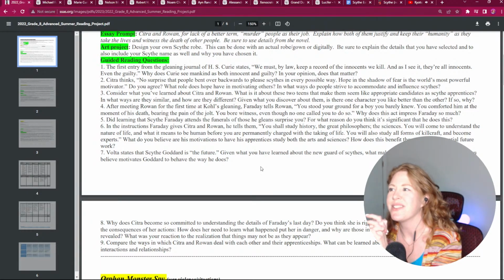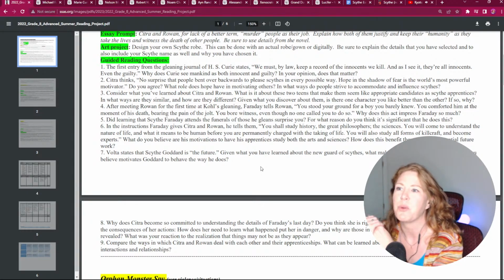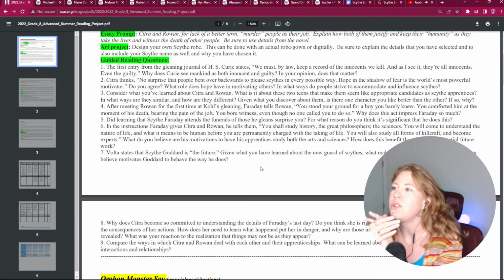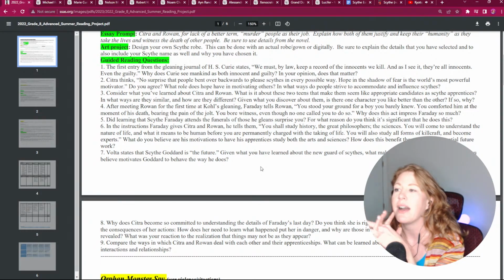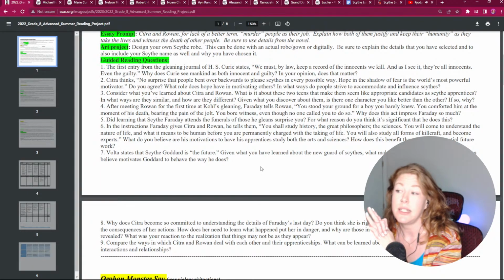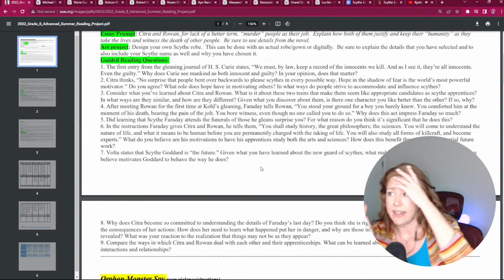Okay, question number 2. Citra thinks, no surprise, that people bent over backwards to please Scythes in every possible way. "Hope in the shadow of fear is the world's most powerful motivator." Do you agree? What role does hope have in motivating others? And in what ways do people strive to accommodate and influence Scythes? Okay, so there's a lot of questions here. Do you agree that hope in the shadow of fear is the world's most powerful motivator? I think that there's truth to that. I think that is true.